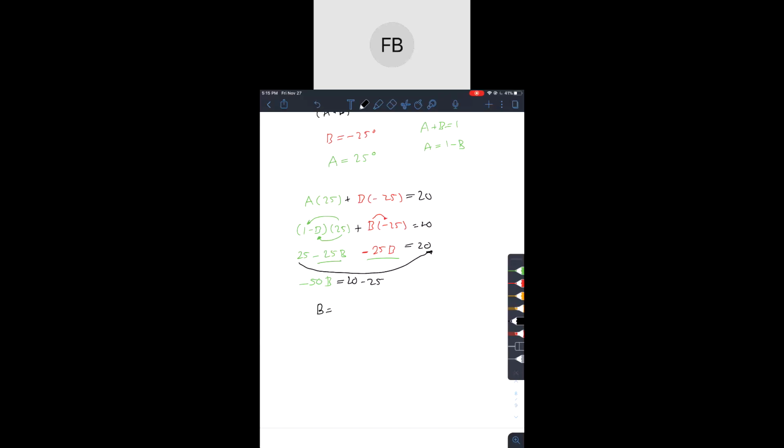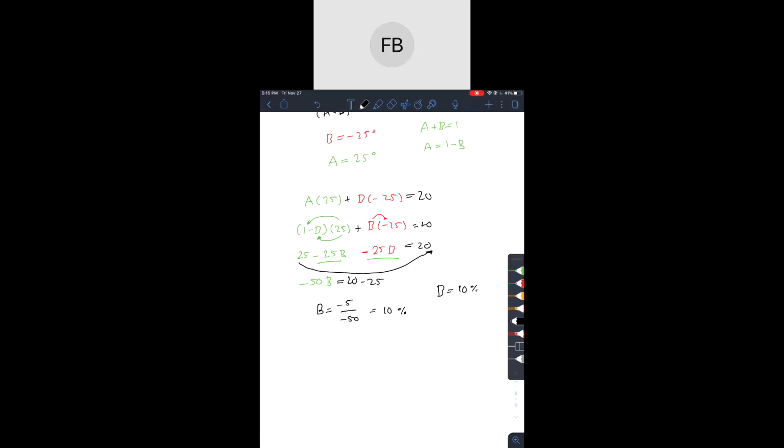So 20 minus 25 is negative 5. Let's just follow it through and see. So negative 5 over negative 50, which equals just 0.1, or 10%. Yeah, okay, so it does work. It's not going to look exactly the same as the answer key because I decided to substitute A for B instead of B for A.